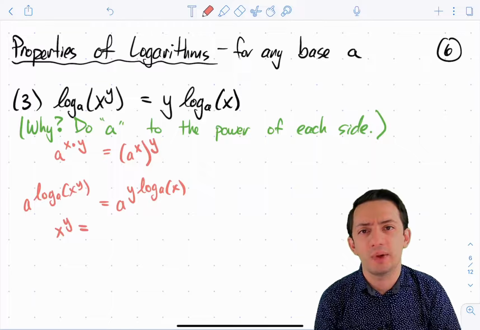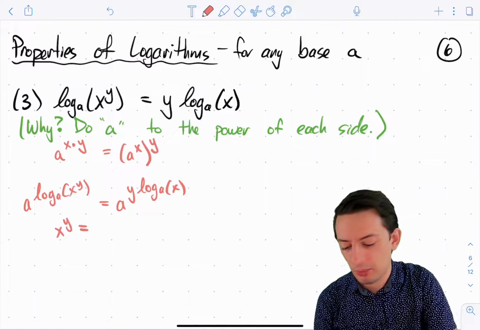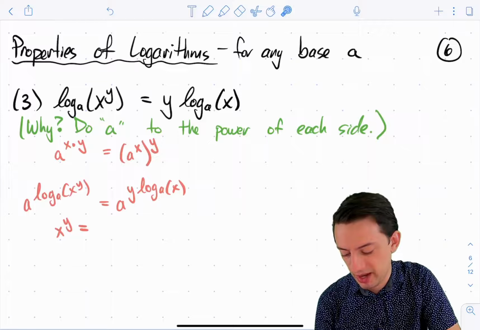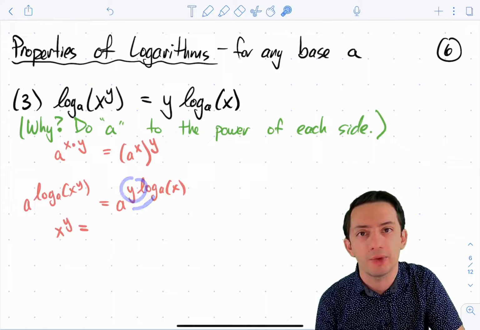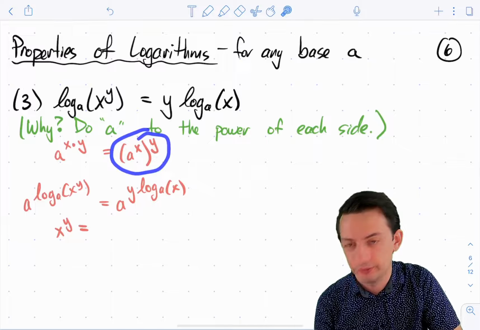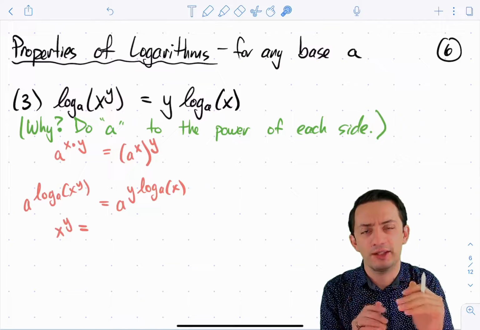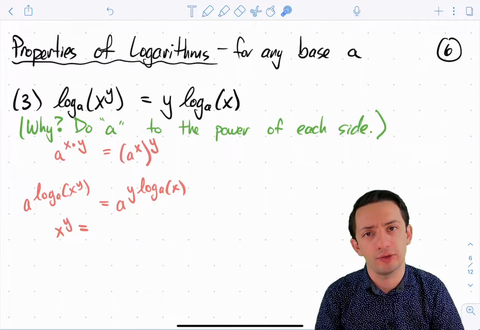On the right-hand side, we want to cancel them, but we're not really in the right position because we have an a to the log a, but we also have this y in the way. So we're going to use this trick to try to group the a and the log a together, and the y is going to be left over.